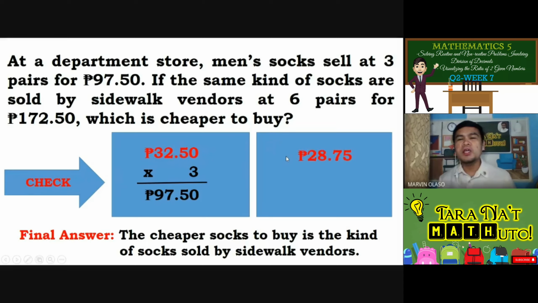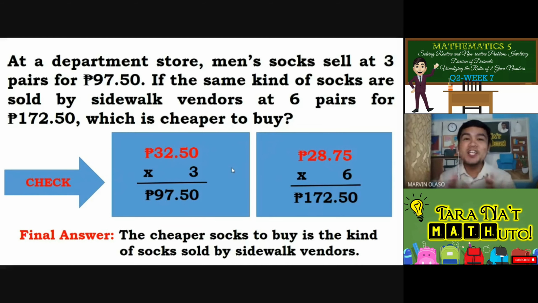What about for the sidewalk vendor? Let's see, if 6 pieces, how much is that? Okay, we have the same 172 pesos and 50 cents. And the final answer is the cheaper socks to buy is the kind of socks sold by sidewalk vendors. All right. Did you have the same answer? Congratulations.